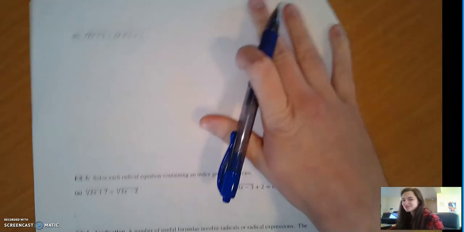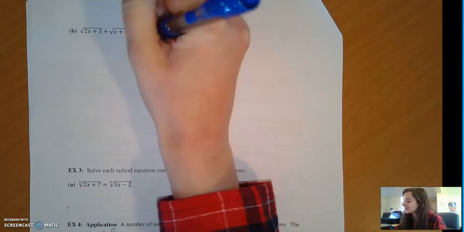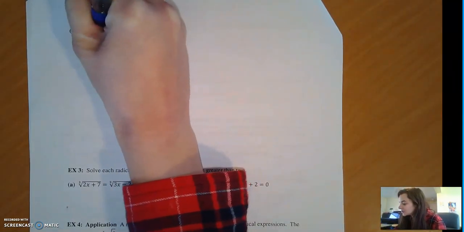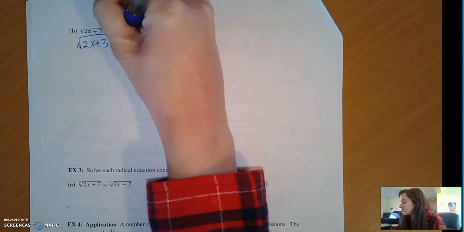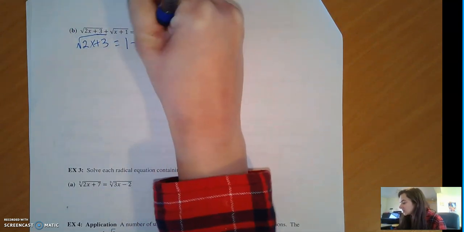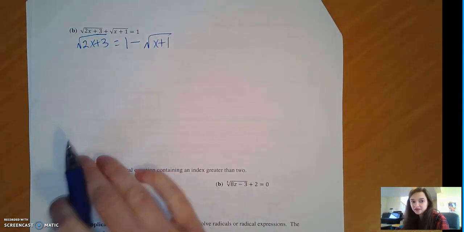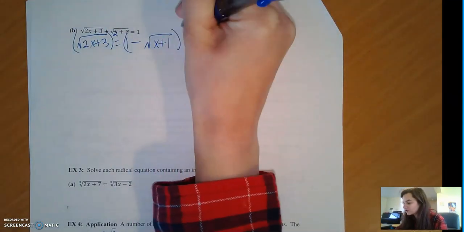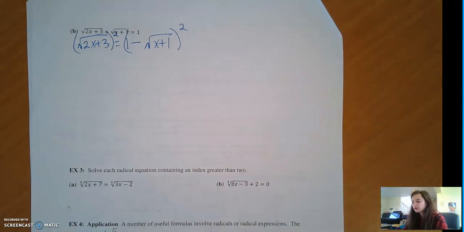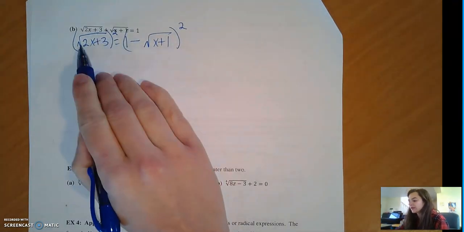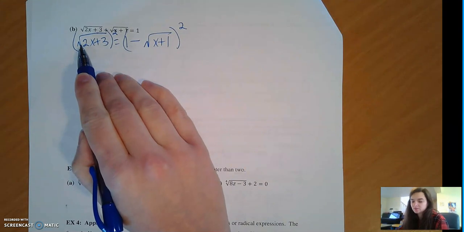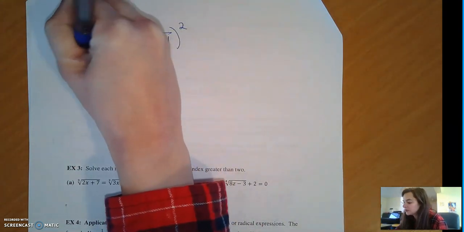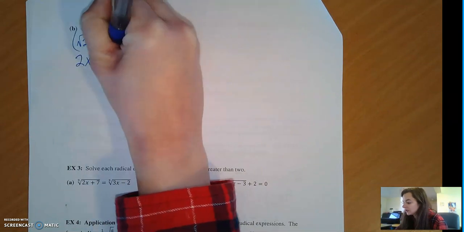Alright, there we go. So if I subtract the square root of x plus 1, what it's going to look like is the square root of 2x plus 3 equals 1 minus the square root of x plus 1. Then, when I square both sides, I'll at least get rid of one of my radicals, which is helpful. Because this squaring and that square rooting are going to undo each other, and you're going to have the 2x plus 3 come out of the square root. So I'll have 2x plus 3 equals.